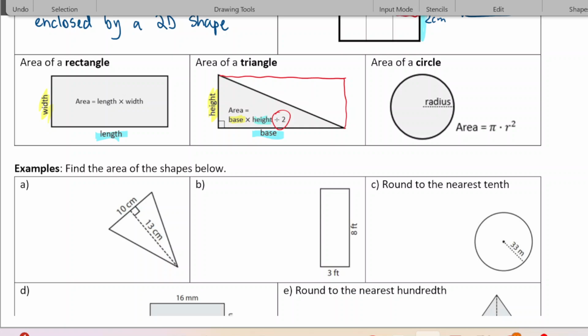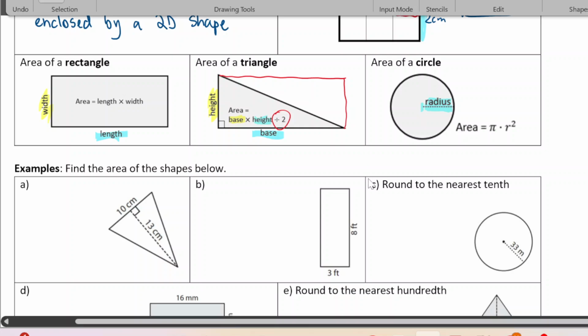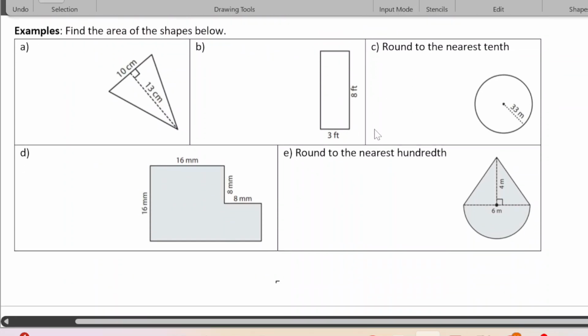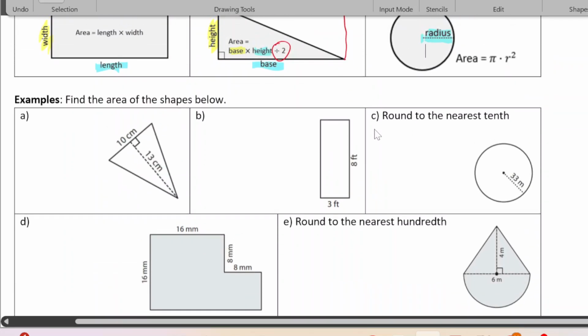Okay. And then area of a circle, that's different. We use pi for that. So it's pi times radius squared. And the radius is the length from the center of the circle to any of the edges on the outside. Okay, so let's practice. And for the ones with pi, we're going to have to round our answer. So we'll need a calculator for that.